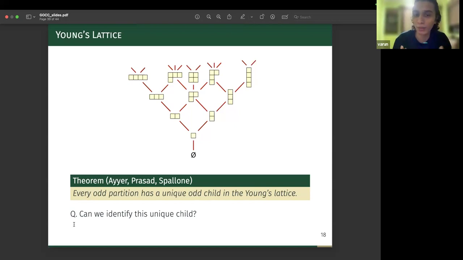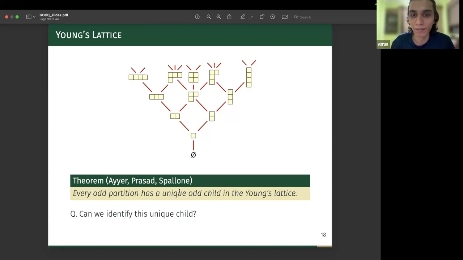They also start with the formula for the dimension, and they get new conditions on when a partition should be odd, and then from there it follows that given an odd partition, it can only have a single odd child. But it's not very well equipped to identify what this unique odd child is. And the hope is that understanding things by grouping, like we did, will help identify this unique odd child. This is still open. We've not been able to answer this question.